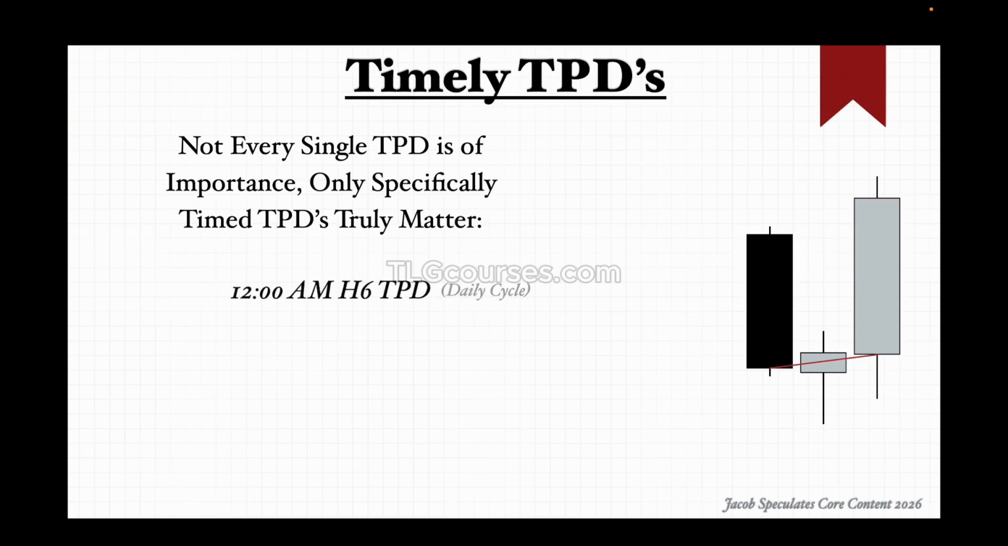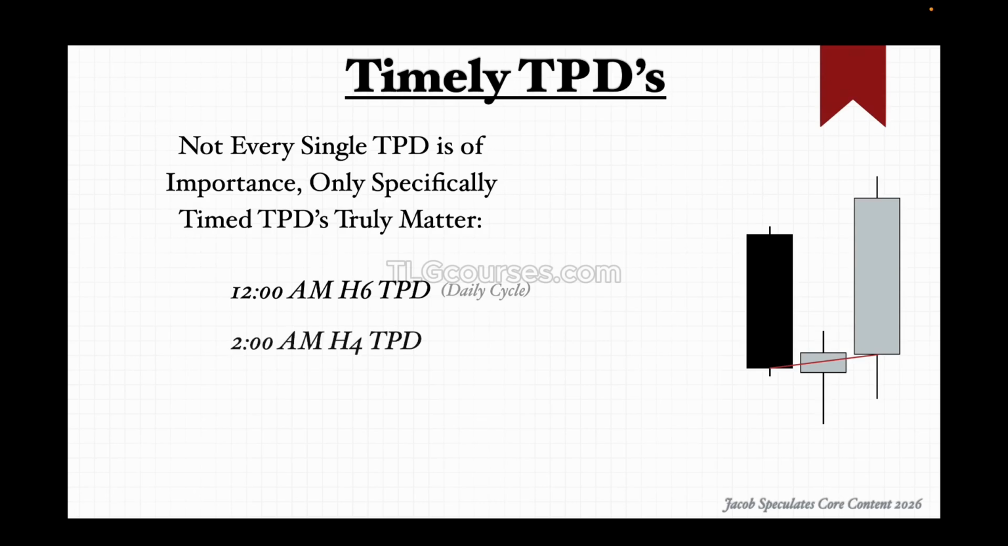So firstly, we have the 12 a.m. 6-hour TPD. Now, why is this important? Well, if 12 a.m. prints a 6-hour TPD as candle number 2, so if you look on the right side of your screen, we have candle 1, candle 2, and candle 3. If candle 2 is a 6-hour candle and it is 12 a.m., more times than not, the third candle will print a daily cycle sequential SMT on candle 2's high or low, depending on the narrative for the day.